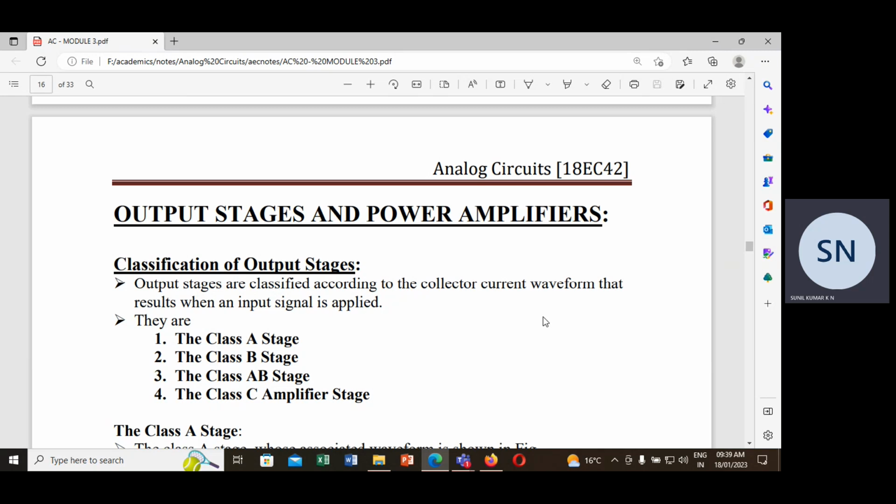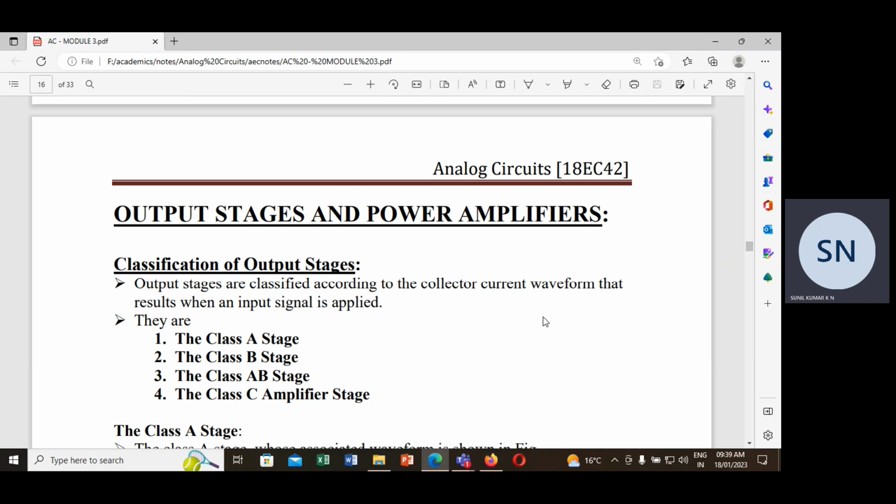But if it is an open loop amplifier, if you give the input, the gain will be in terms of 10 power 6, 10 power 7. A microvolt input will be amplified at the output stage. So to get this much gain at the output, what is the structure of the intermediate stage?